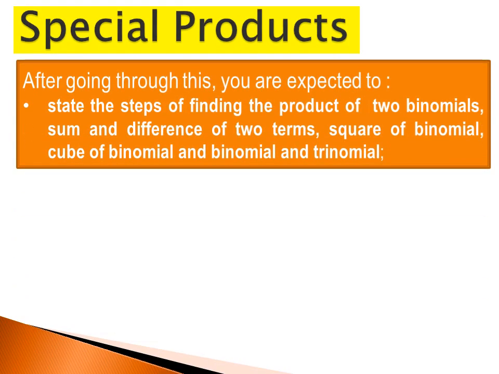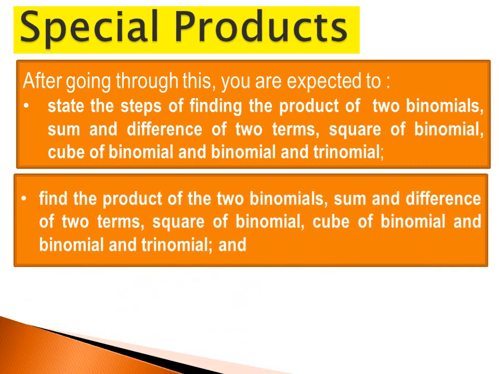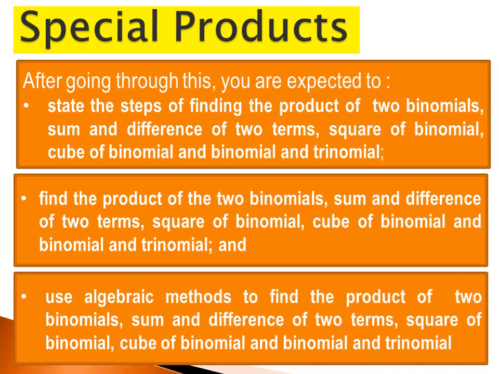Special products. After going through this, you are expected to first state the steps of finding the products of two binomials, sum and difference of two terms, square of binomial, cube of binomial, and binomial and trinomial. Find the product of these. And lastly, you are going to use algebraic methods to find the product of two binomials, sum and difference of two terms, square of binomial, cube of binomial, and binomial and trinomial.